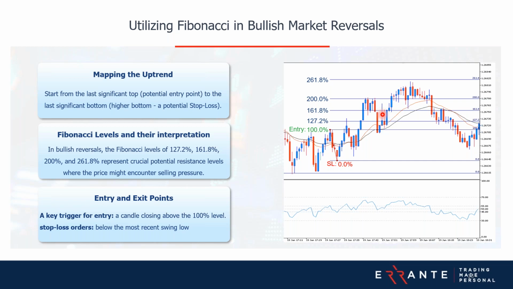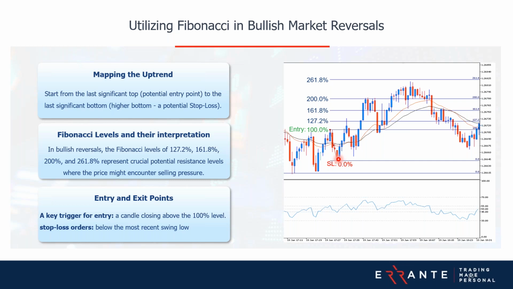We begin by identifying the last significant top in the market, okay, and the bottom within the prior trend, let's say. And the top in this case serves as a potential entry point, while the bottom represents a higher low, marking where the stop loss could be sensibly placed.